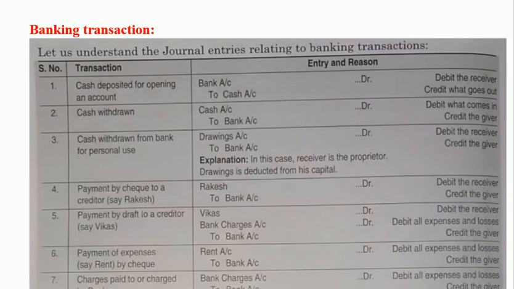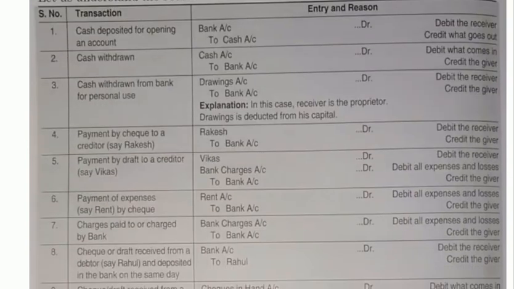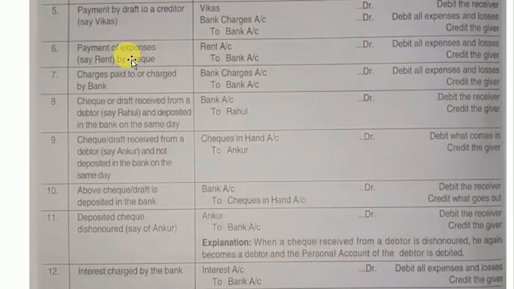Now let's proceed to entry number 6. Payment of expenses, say rent by check. Rent account debit to bank account. Charges paid to or charged by the bank. That means a bank provides some facilities to you. So on behalf of these facilities, the bank takes some charges from your bank account. So the entry will be bank charges account debit to bank account.